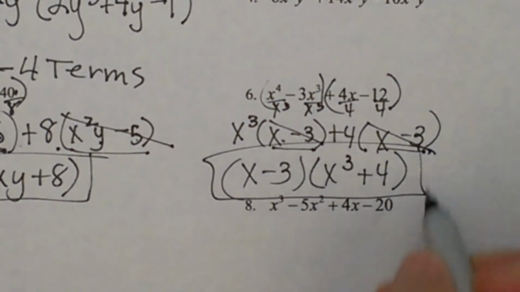And there we go, and that's how you factor by grouping. So you have 4 terms, group them together.